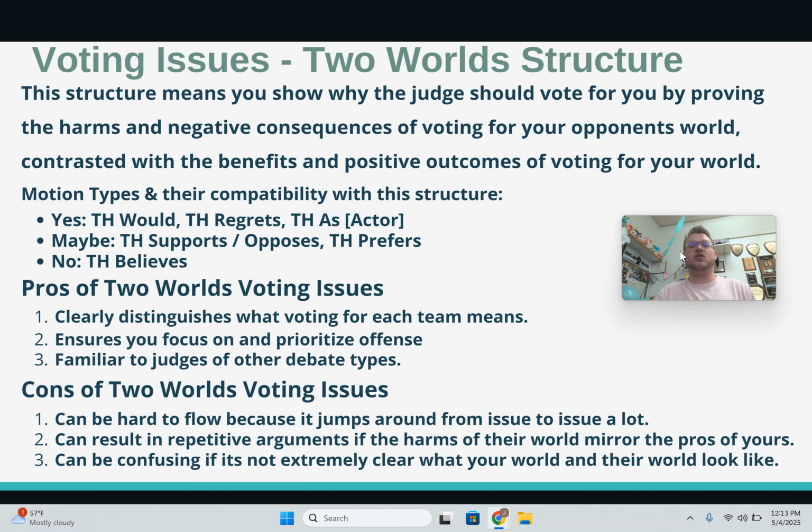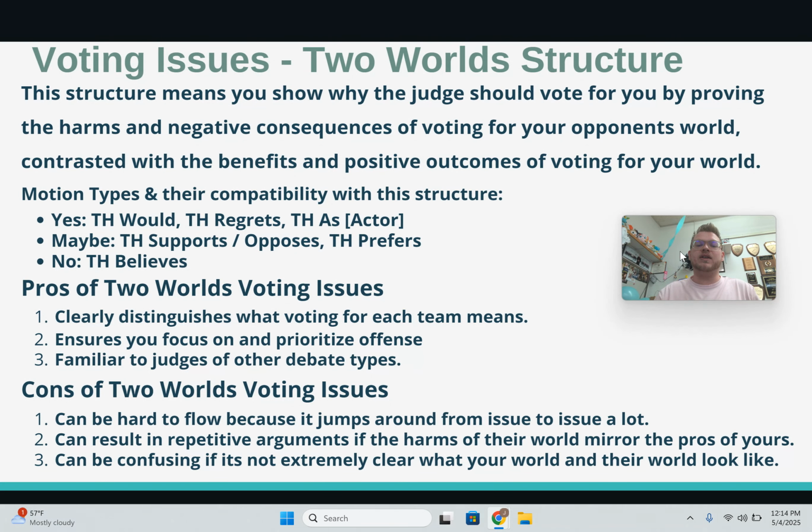So that means that if you're doing a "this house would," "this house regrets," or "this house as actor would take this action" motion, two worlds is almost always going to be a great idea. If it's a "this house supports" or "opposes" policy motion, then maybe this will work. And if it's a "this house prefers" motion, where the thing that we are preferring creates two different worlds, one where we prefer it and one where we don't, then maybe this structure would work.